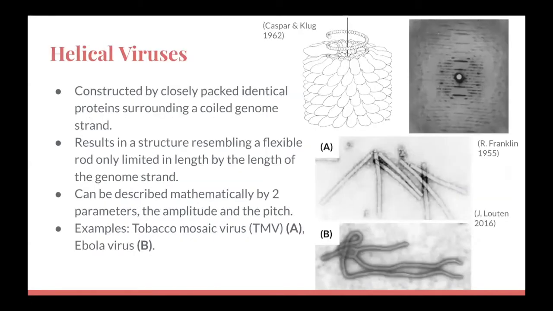If we look at the top left image, we can see that the backbone of a helical virus is the coiled genome strand at its center. We then have closely packed identical proteins between the turns of the coil. This pattern repeats the entire length of the genome strand, resulting in a long, flexible, rod-like structure, as can be seen in figures A and B, which are two electron microscope images of a tobacco mosaic virus and an Ebola virus.